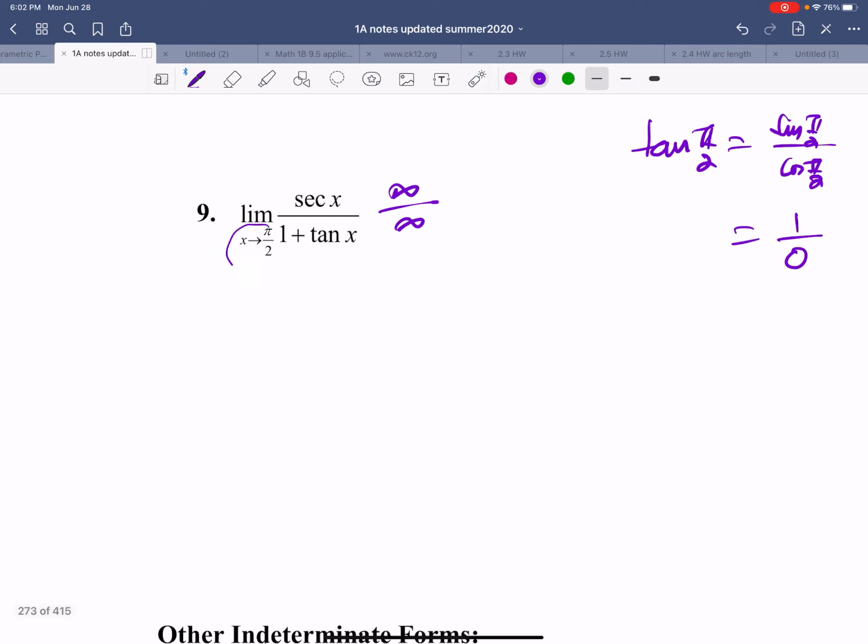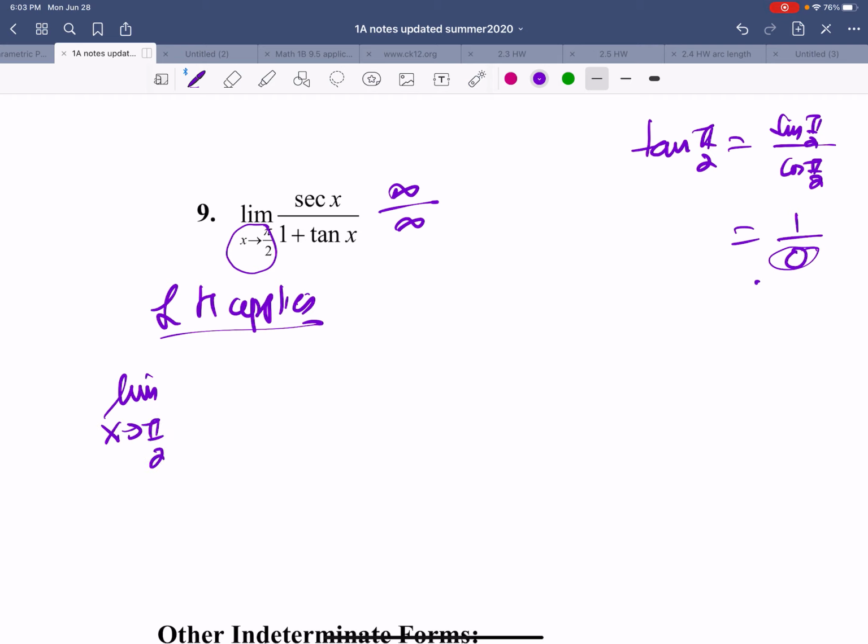And x is not pi over 2. X is approaching pi over 2. So 1 over 0, a very, very small number. A number getting closer and closer to 0 would be almost infinity. Okay, so if we have infinity over infinity form, we can say L'Hopital rule applies.